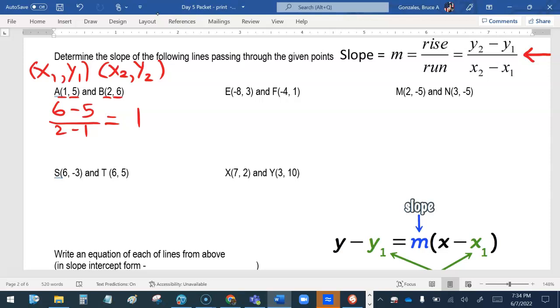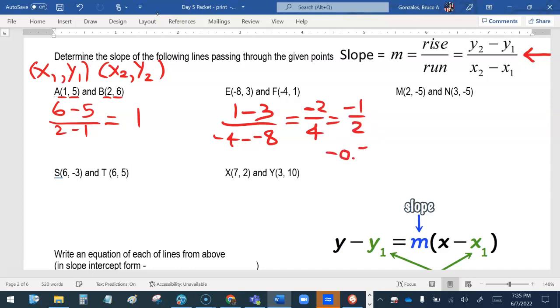All right, so you should have had 1 minus 3 on top, negative 4 minus negative 8. Do you see on the bottom that you are subtracting a negative number? So when you type it in, make sure you type it in correctly. You can turn the minus and negative into a plus, but either way, on top you get negative 2, on the bottom you get 4, and that reduces to -1/2, or -0.5 also works.